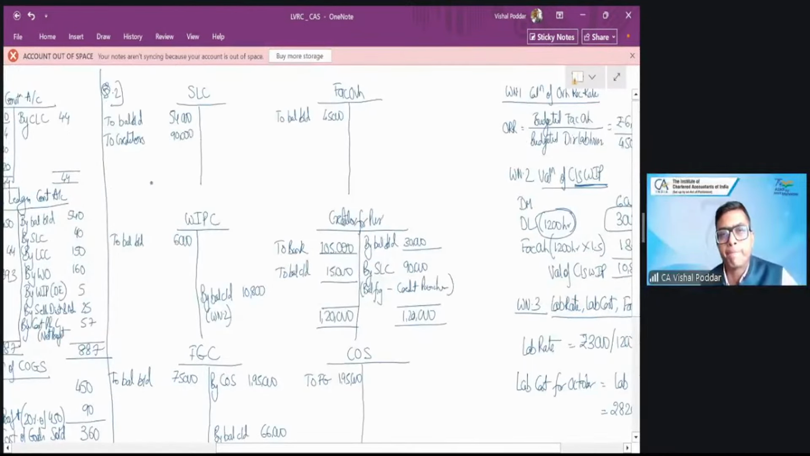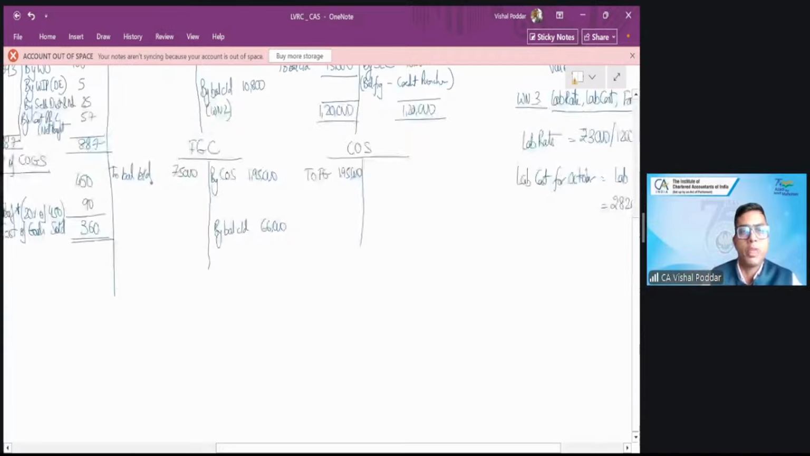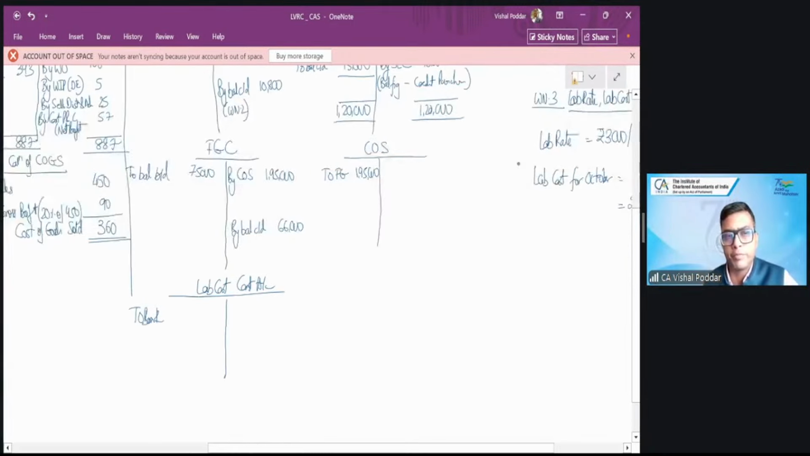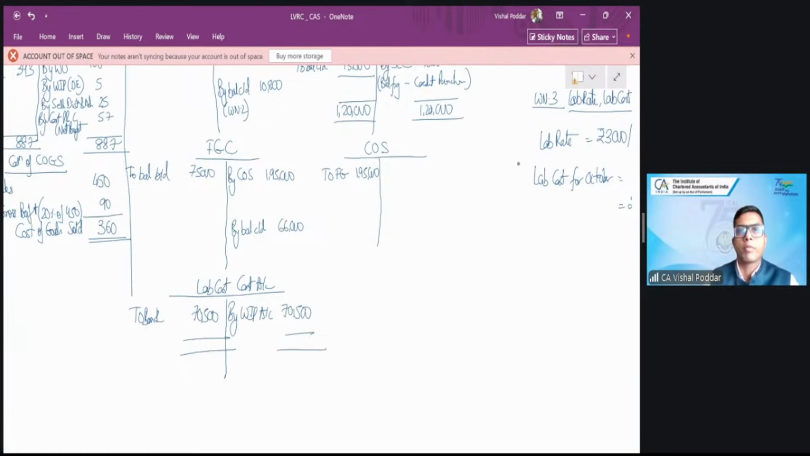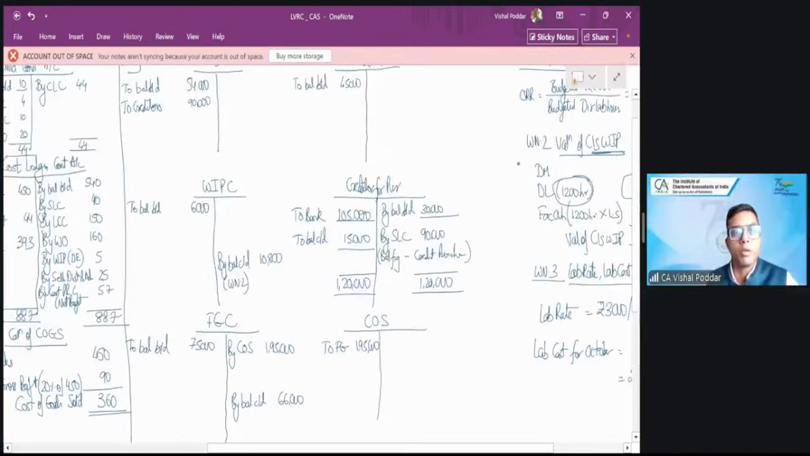Now interestingly, they have not asked labor account, but let us say, just for our convenience, I am opening the labor cost control account. So debit to bank, how much account? 70,500. And since this represents direct labor, I'll charge it to WIP. To labor cost, right?